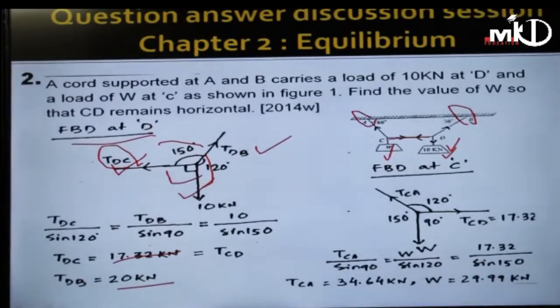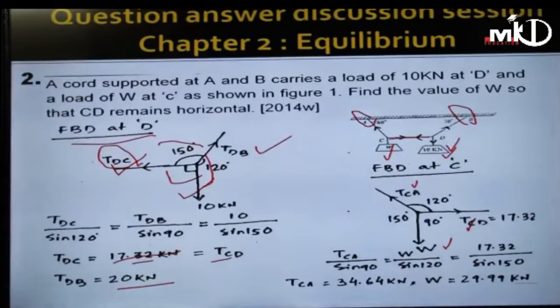That's why you should know any one of the forces from these 3 forces, that is TCA, TCD and W. So TCD we can now find, because TDC is nothing but equal to TCD, only the magnitude is the same. That's why TCD is also 17.32. Now if you come to point C, you will have again 3 forces, TCA this one, TCD this one, again W, right?